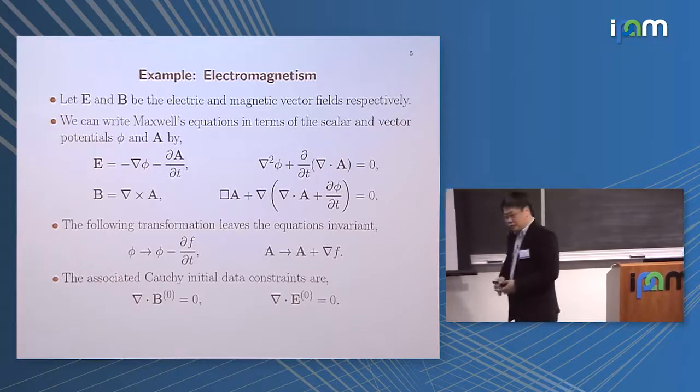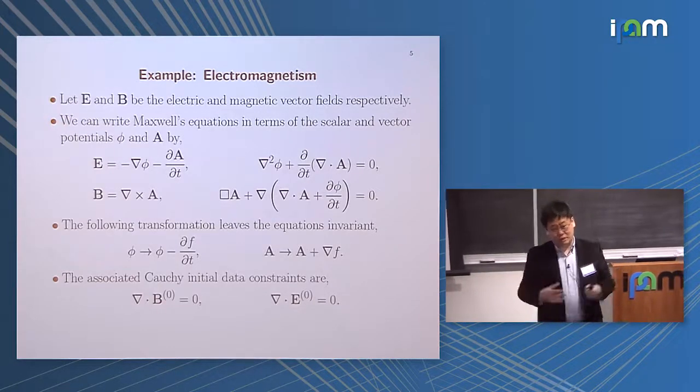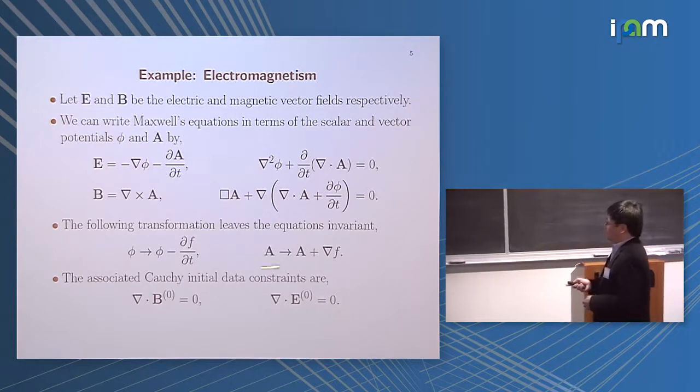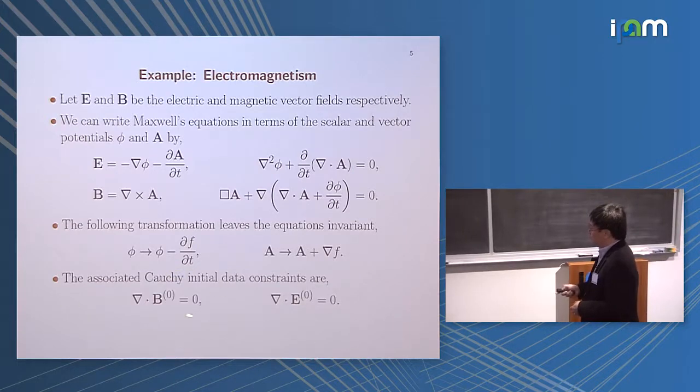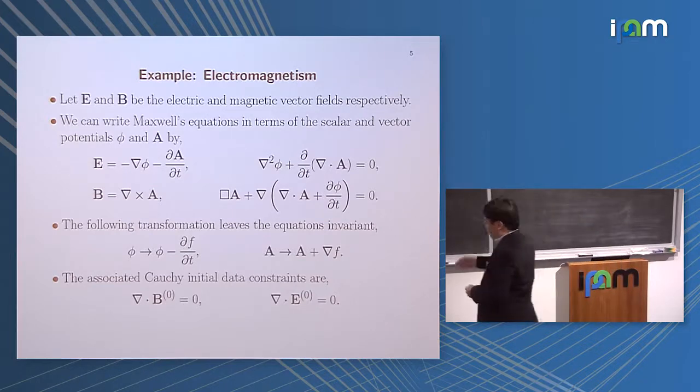One of the things I said was that if you have a gauge symmetry, then you have constraints on the initial data. The corresponding Cauchy initial data constraints are given as follows, where the superscript 0 just indicates the value on the initial Cauchy slice.